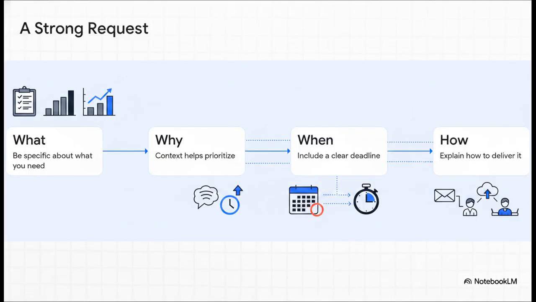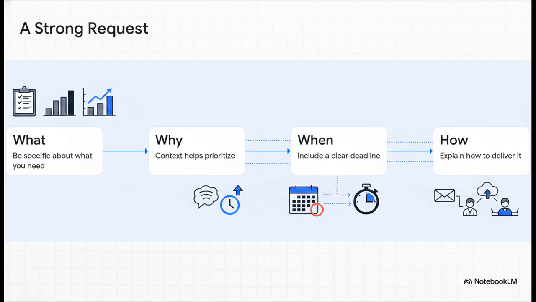So, the crucial point to take away here is that Amara's email isn't just good by accident, right? It follows a really precise, repeatable framework. Every strong request needs these 4 key elements. 1. What you need. Be specific. Ask for the Q3 sales data rather than just some numbers.